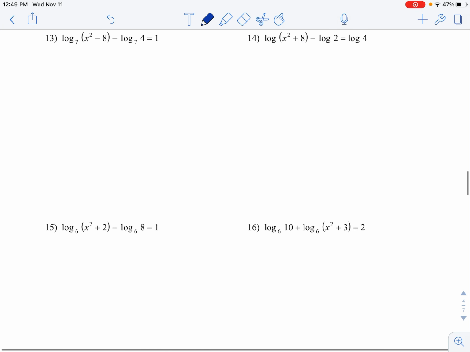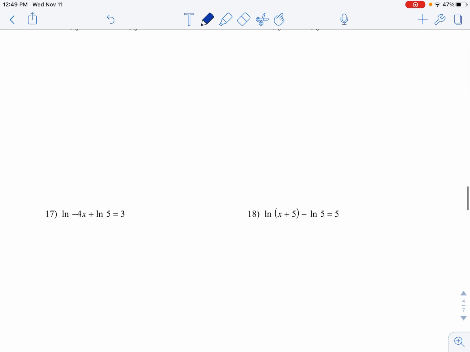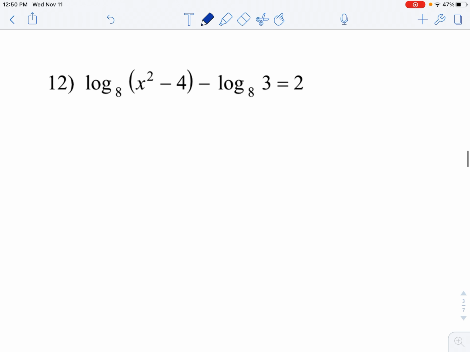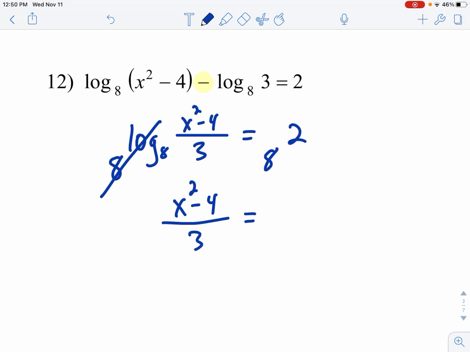Let me scroll down and check. And there it is, positive 3 and negative 3. Yeah, okay, let's look at number 12. Here we have minus, so I need to condense this logarithm, log base 8, using the quotient method. X squared minus 4 on top, 3 on bottom, equals 2. To cancel out the logarithm, I need to drop a base 8 on both sides. I get x squared minus 4 over 3 equals, what is that, 64.